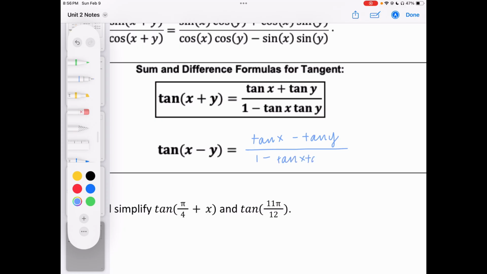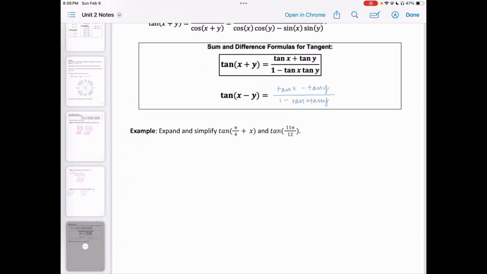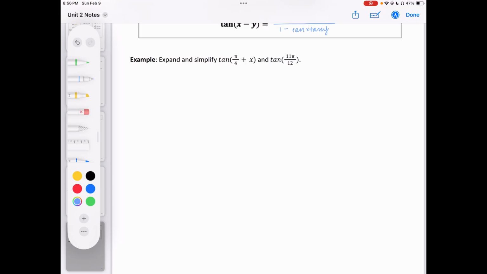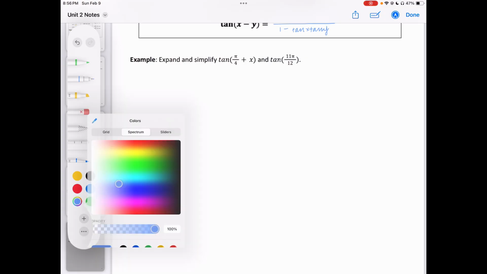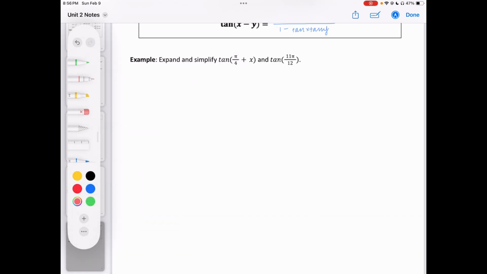They are pretty easy to use. Out of all the ones that we're going to be working with, I tend to use tangent the least. So just keep that in the back of your mind. Okay. I would feel really, really good about sine and cosine. So let's go ahead and do both of these. We're going to expand tangent of pi over 4 plus x and tangent of 11 pi over 12. So we'll start with this guy.